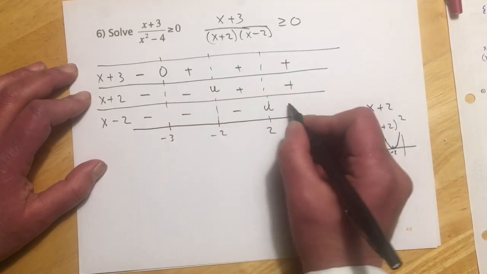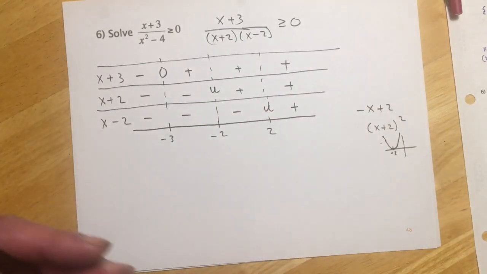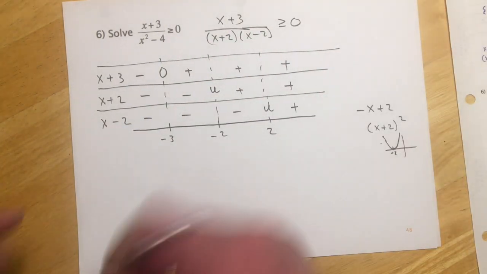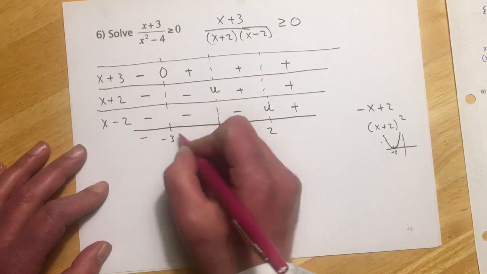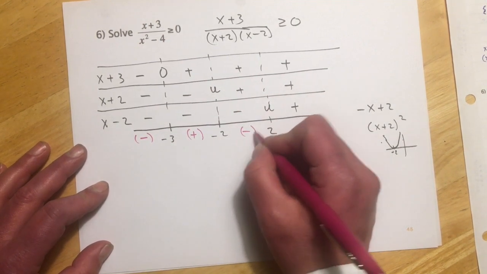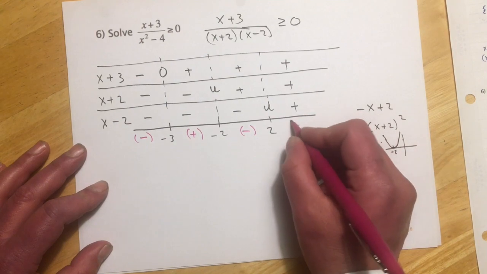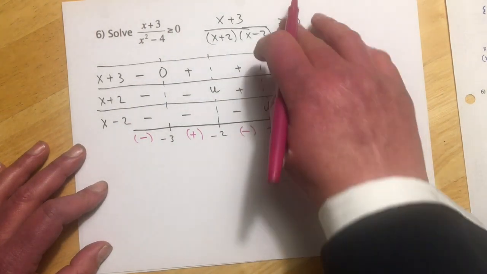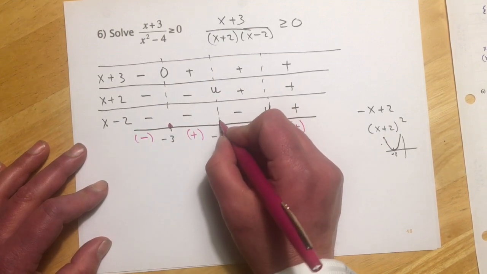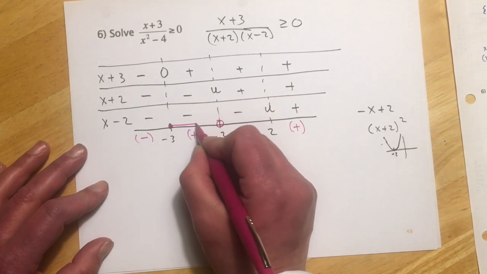But otherwise it's going to go negative, zero, positive. And then we just tally these up and compare it to what we need. So I got 3 negatives is going to be negative, 2 negatives will be positive, 1 negative negative, and 3 positives for positive. And we want greater than or equal to 0, so I want the 0. I do not want the undefined, so I got to think open dot there.